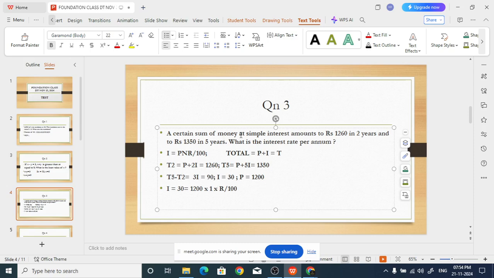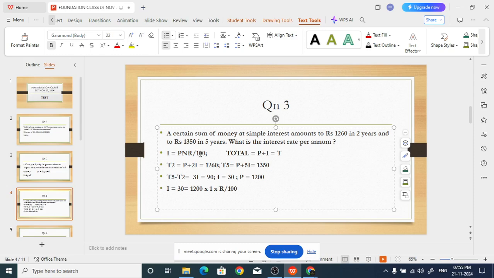See, what are they asking? A certain sum of money at simple interest amounts to 1260 in 2 years and to 1350 in 5 years. So we know for simple interest the formula is PNR by 100. Have you studied this in 7th or 8th or 9th? Interest equals PNR by 100. Have you studied?